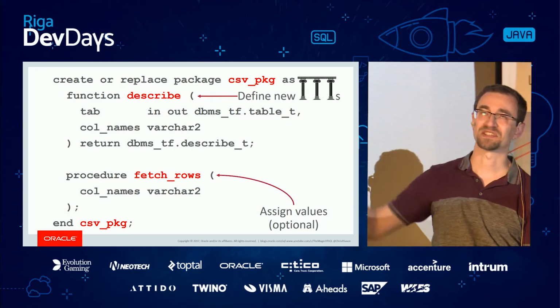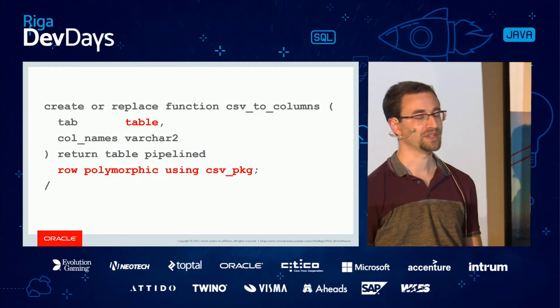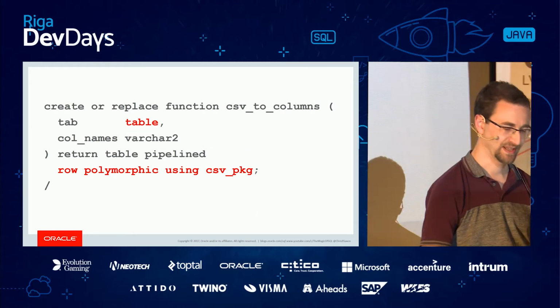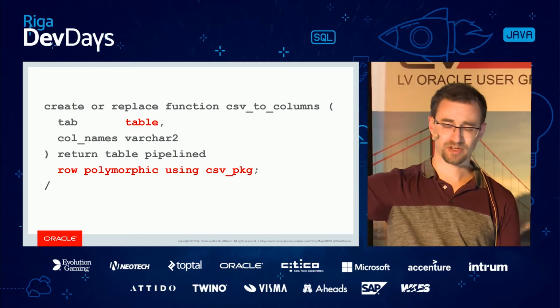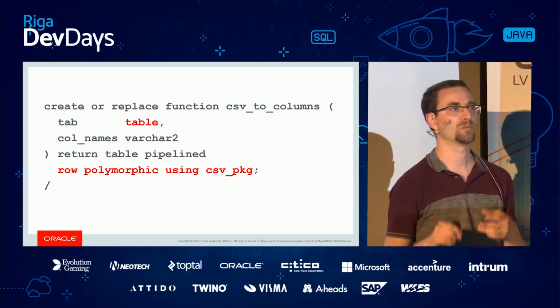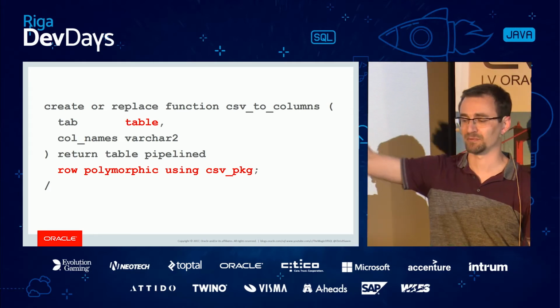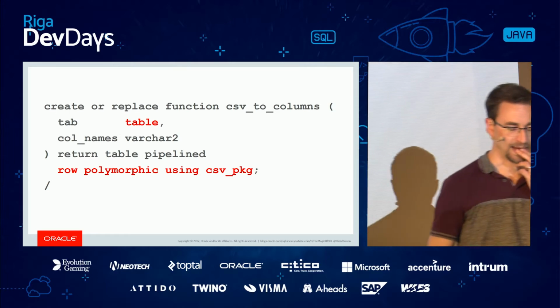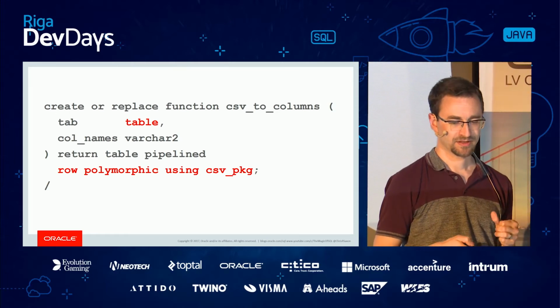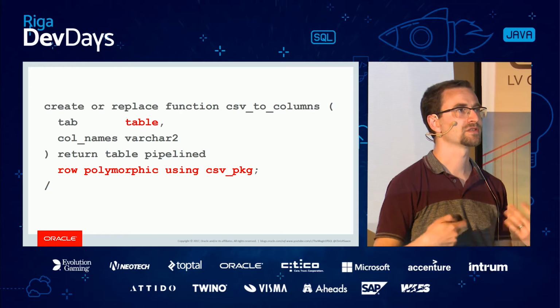Now, you can place this within the package, or you can create a standalone function like this. So we've got this row, it could be table as well, polymorphic, and see, we're using that package that we just defined. So that binds it to the implementation we just had. And so this is a big feature. There's a lot of detail in it.